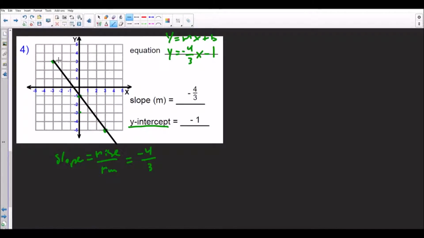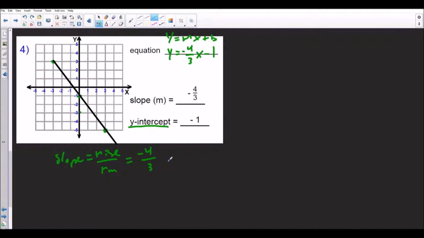And so that is a really easy way that you don't have to plot a bunch of points. You can just plot the y-intercept and then run off of that with the slope. Use the slope to figure out where another couple points are, and then you can just draw your line.